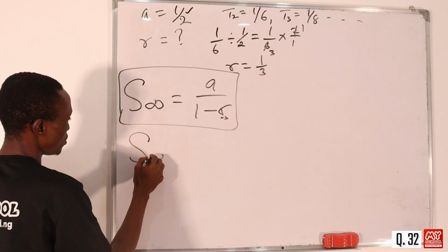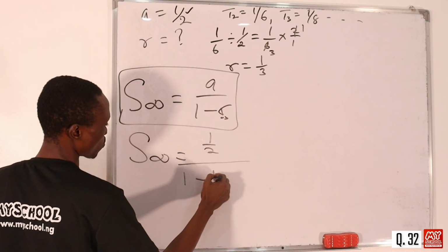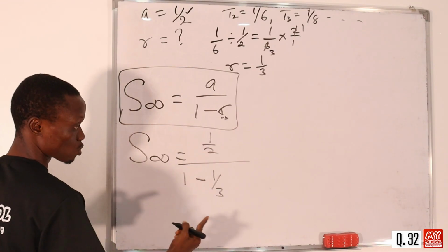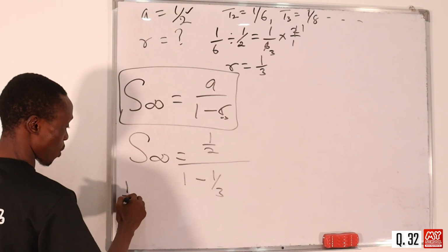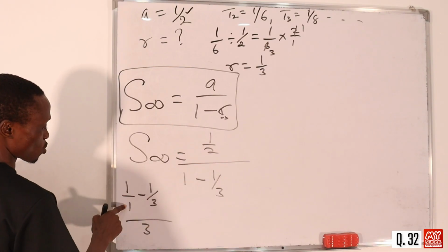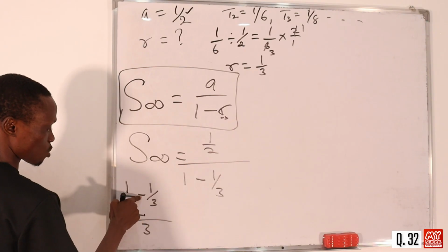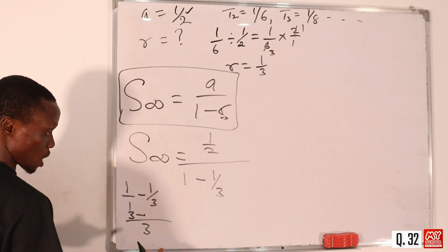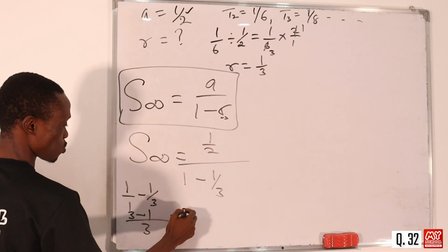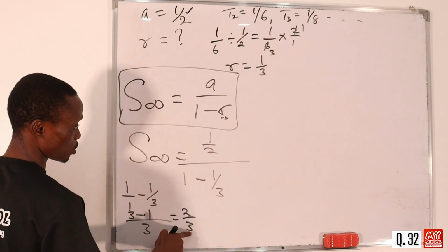Okay, so sum to infinity now becomes: the first term is 1 over 2, then over 1 minus 1 over 3. Okay, so remember that 1 minus 1 over 3 is 1 over 1 minus 1 over 3. So LCM of 1 and 3 is 3. So 1 into 3 is 3. 3 times 1 is 3. Then minus, which is this minus sign. 3 into 3 is 1. Okay, then 1 times 1 is 1. So 3 minus 1 will be 2, and over the LCM of the denominator, which is 3, right?